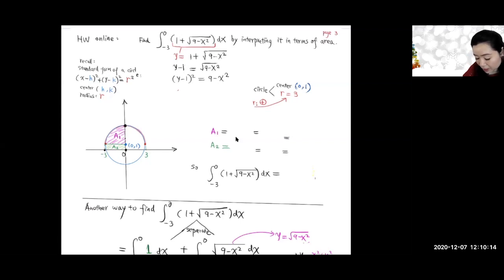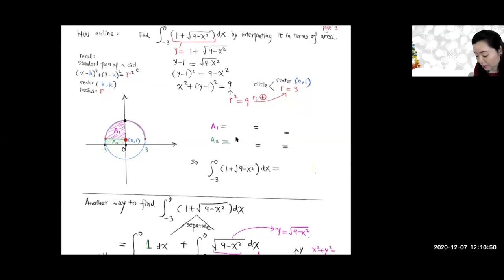you're going to have this x squared plus y minus 1 squared equal to 9, which is the same as, remember this one here, it is r squared, right? R squared equal to 9. So r will be positive 3, okay? And the center for this circle will be 0, comma 1. So I draw the circle here, 0, comma 1 with radius 3. Remember, this is the standard form of a circle.